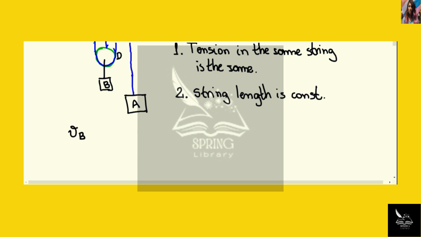Basically, we have the information that the two blocks start at rest, and our goal is to find the speed of block B after a time t that is equal to 2 seconds. In order to find the speed, I'm first going to find the acceleration of block B. And with the acceleration, we can use the formula that the speed is equal to the initial speed plus the acceleration times the time t.